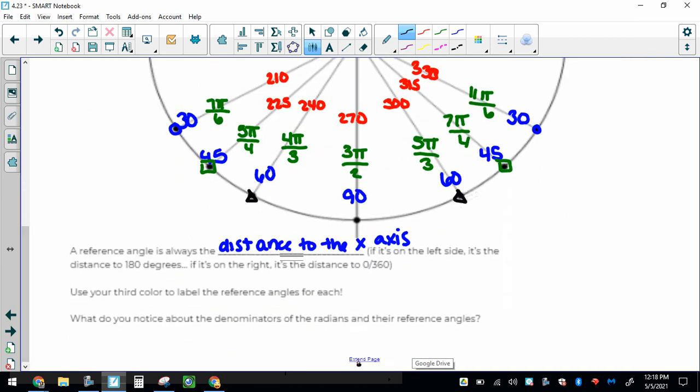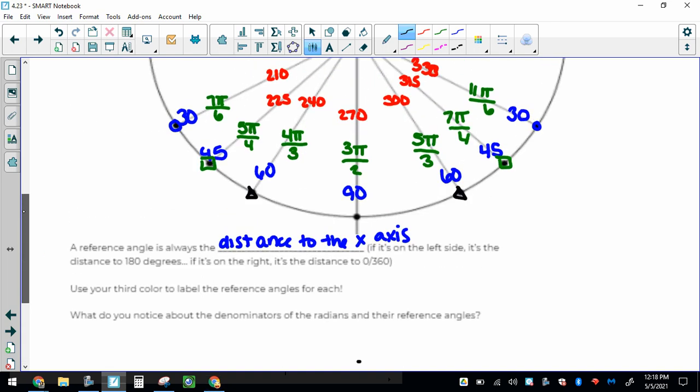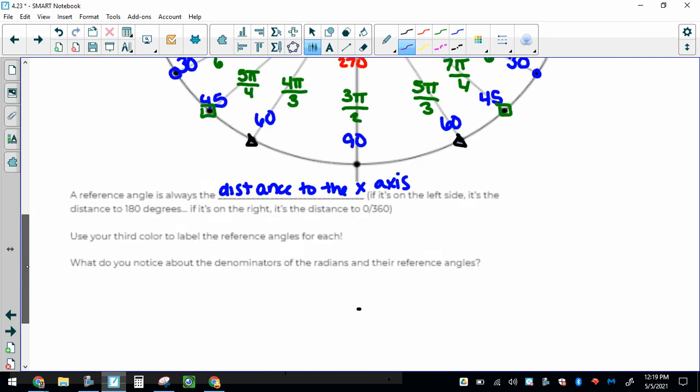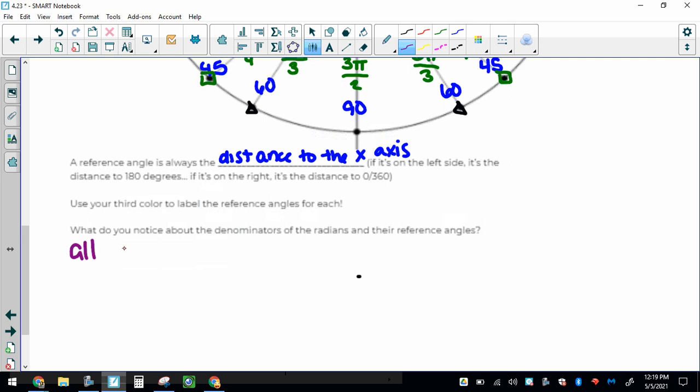All right. So down here it says, what do you notice about all of the radians and their reference angles? Look at the denominators in the radians. All of the 30s, all of these guys closest, look at the bottom of all of those radians. They're all over 6. So all of them over 6 are a 30-degree reference angle. Well, that pattern has to hold true.